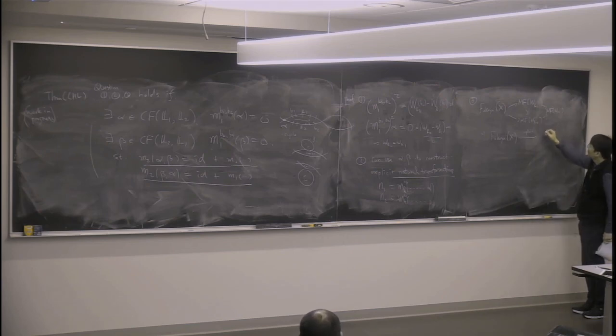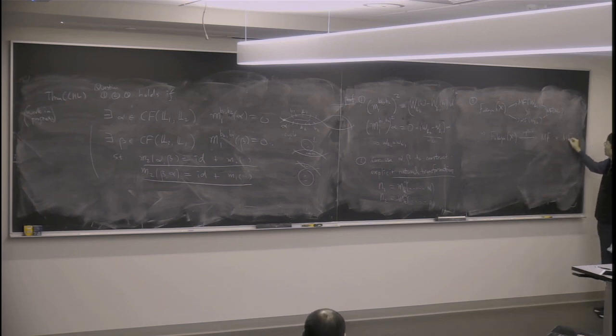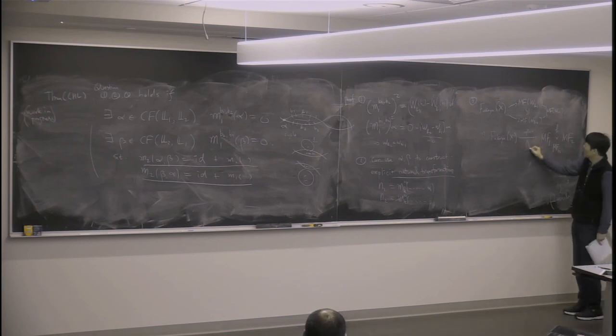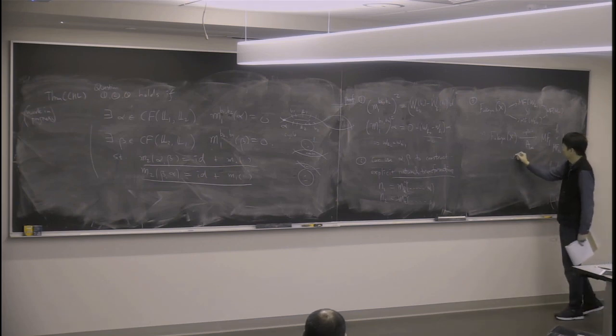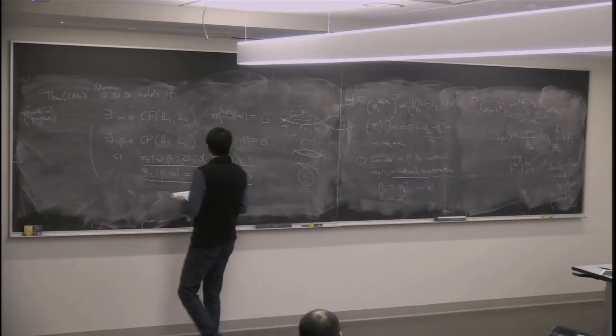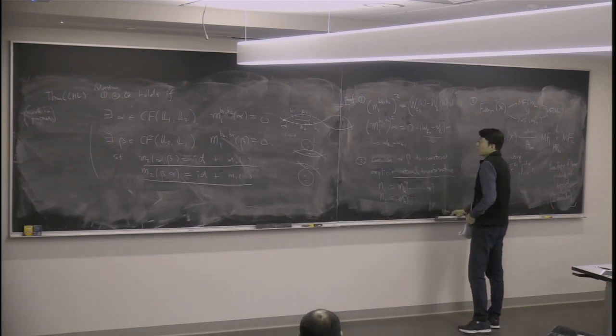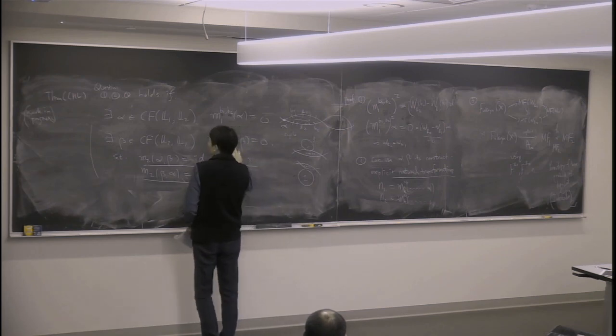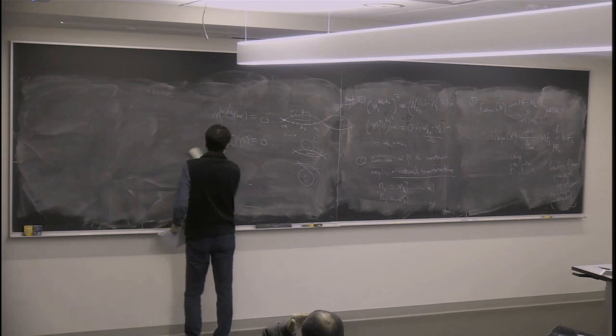These are DG categories, and there is this kind of homotopy fiber product of DG categories due to Quillen and Toën. And then you can write this explicit functor using the data of F_L1, data of F_L2, and the natural transformations. Anyway, so how do you use this? Maybe one example.